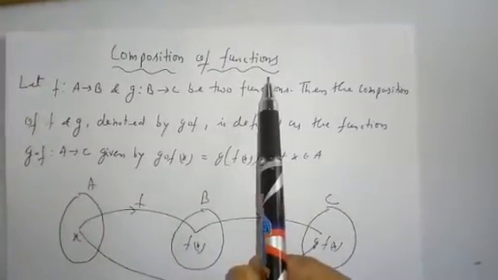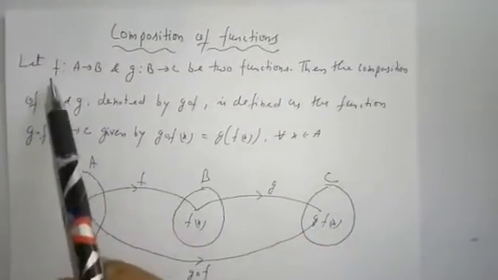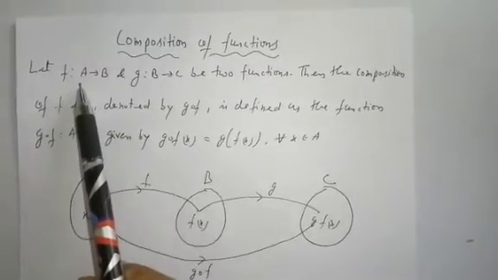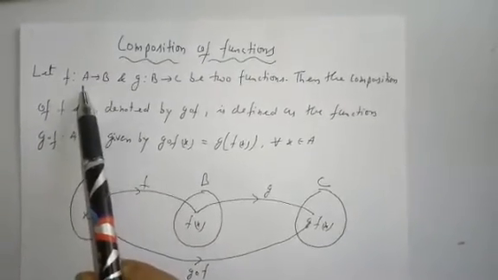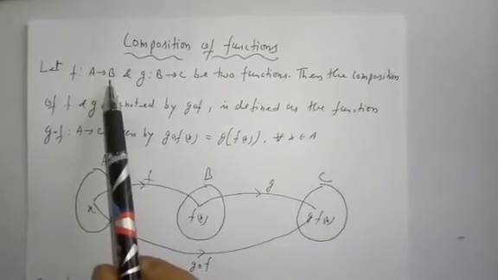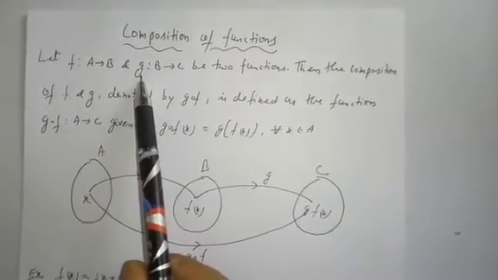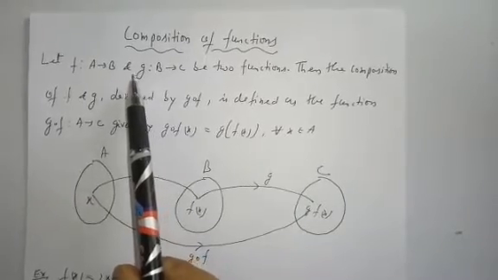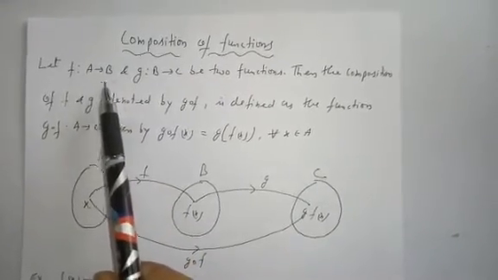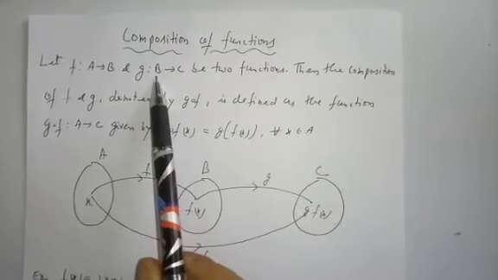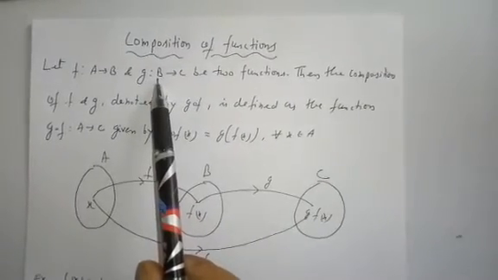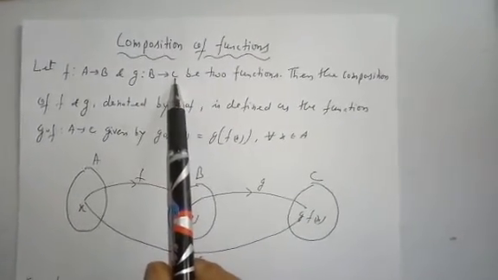Composition of functions. Function f from A to B. A is the domain and B is its range. Another function is g. The range of f is the domain for g, and it goes from B to C.